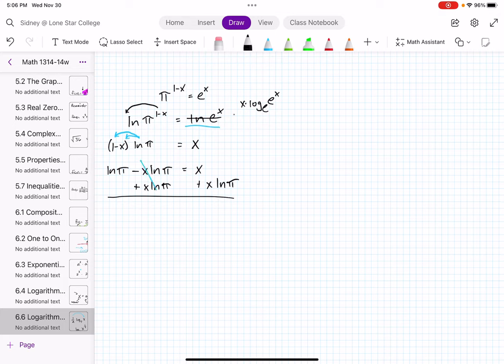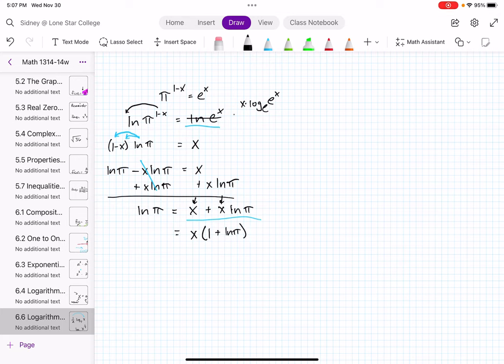So that simplifies out, and I'm left with the natural log of pi, just that ugly number, is equal to x plus x times the natural log of pi. Now, you may be thinking this doesn't look all that cleaned up, but what I can do to this right-hand side is factor it a little bit. I can factor out a common factor of x. There's an x in the first term and there's an x in the second term. When I factor that out, x divided by x is 1, and x times the natural log of pi divided by x is just the natural log of pi.